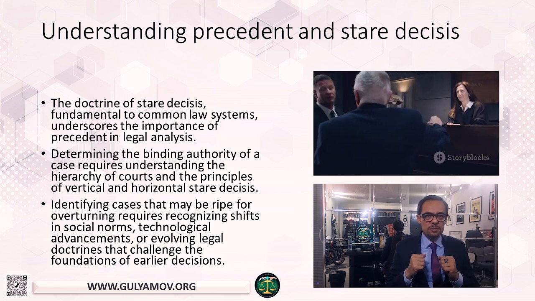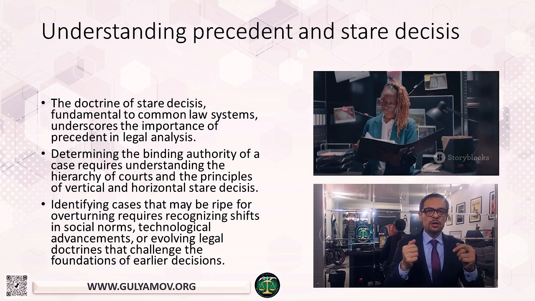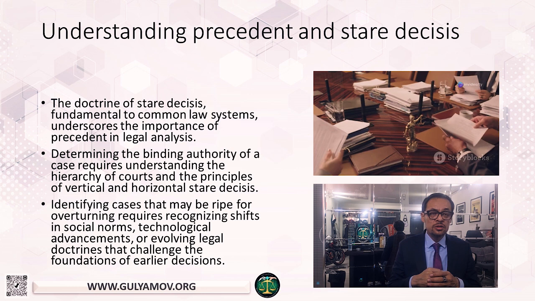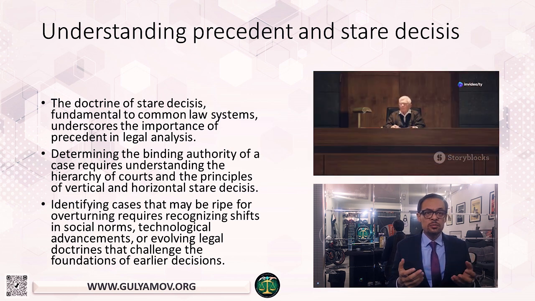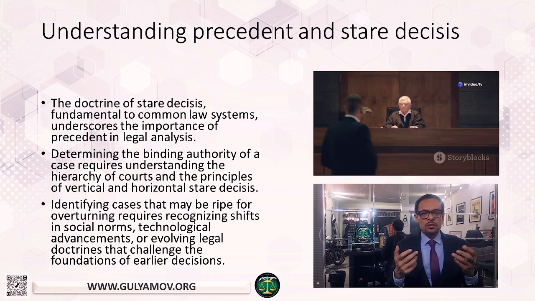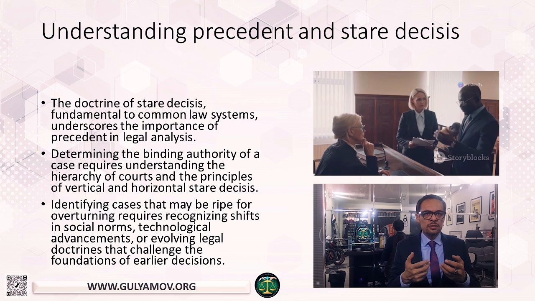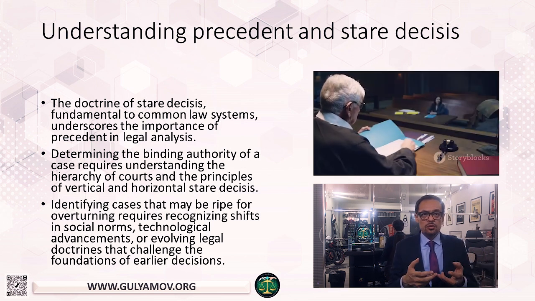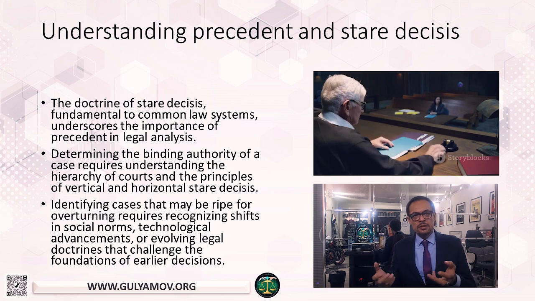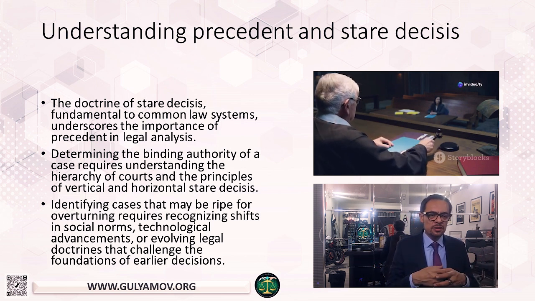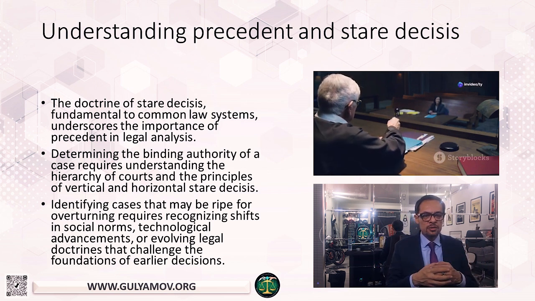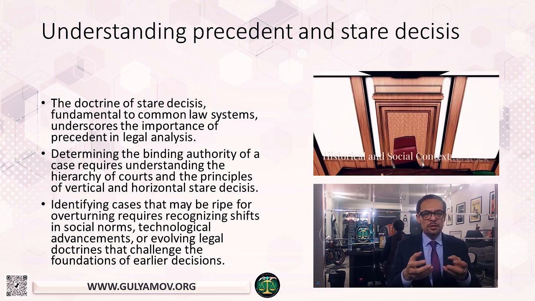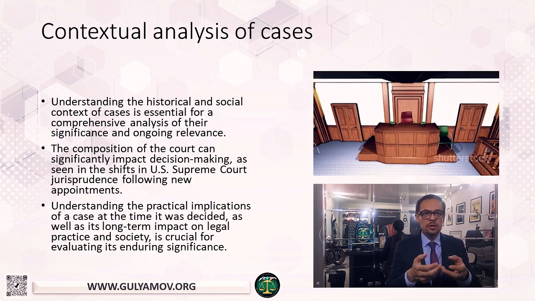Court precedents. Assessing the persuasive value of non-binding precedents involves considering factors such as the reputation of the deciding court, the thoroughness of its reasoning, and the similarity of the legal and factual context. Identifying cases that may be ripe for overturning requires recognizing shifts in social norms, technological advancements, or evolving legal doctrines that challenge the foundations of earlier decisions. The concept of a case being distinguishable from the current legal issue is crucial, allowing courts to narrow or expand the application of precedents based on factual or legal differences.